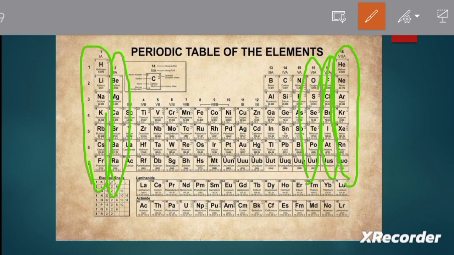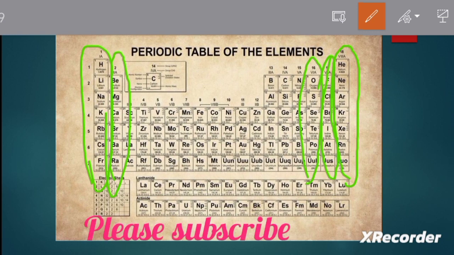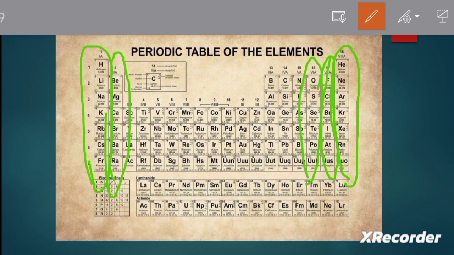Here, group 17 elements are known as halogens. So these are some special names given to some groups in the periodic table. If I go over it again: group 1 alkali metals, group 2 alkaline earth metals, group 16 chalcogens, group 17 halogens, group 18 noble gases or rare gases.